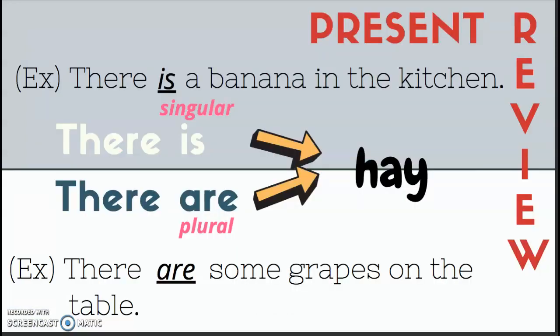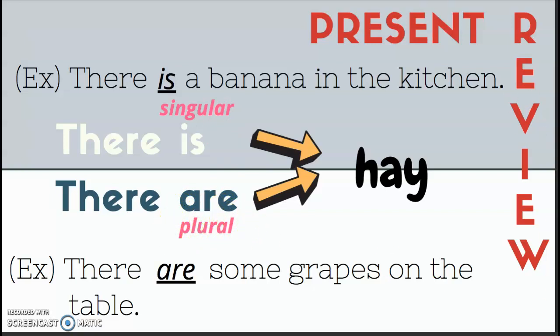Before we start with the new grammar, I want to very quickly review something in the present that we have learned and practiced many times this year in class. And that is there is and there are. So we should know that there is and there are both mean hay in Spanish, right? But there is is singular and there are is used for the plural.